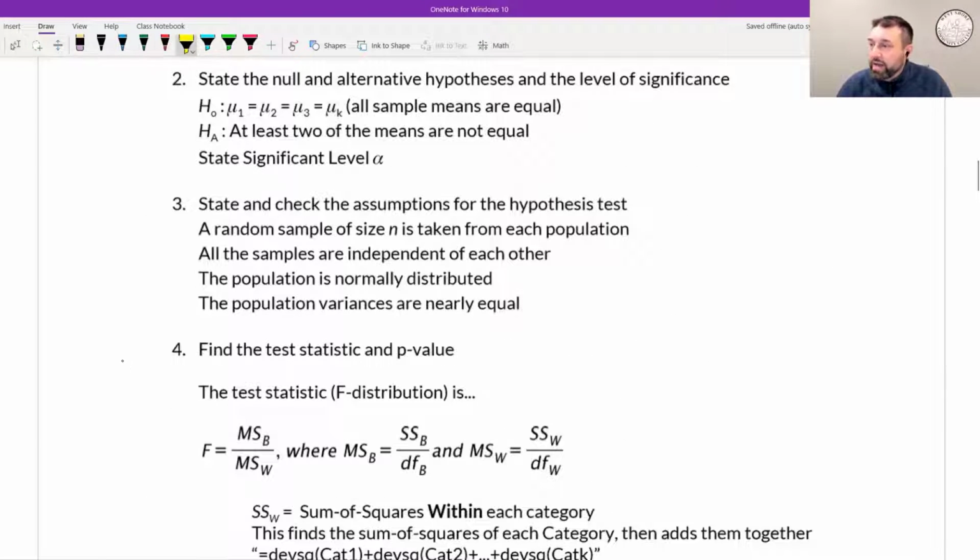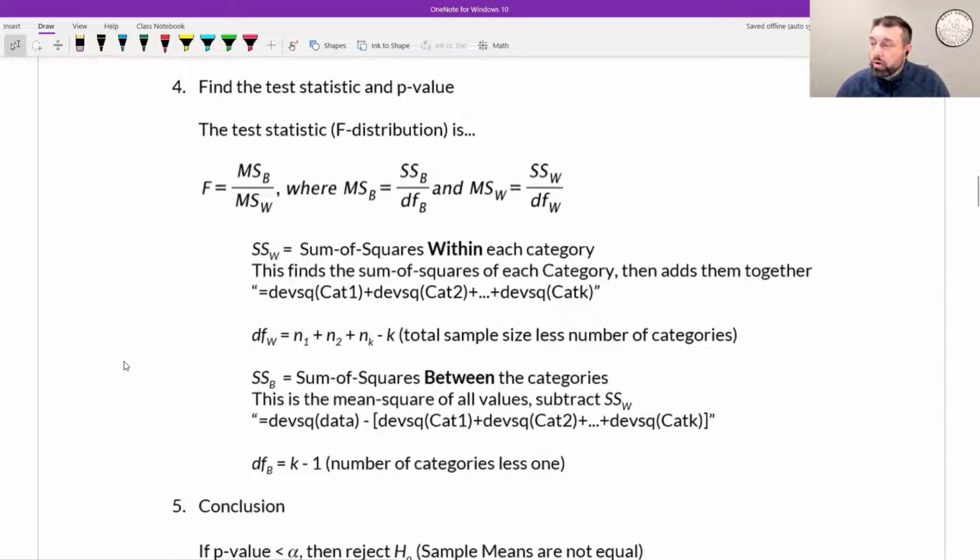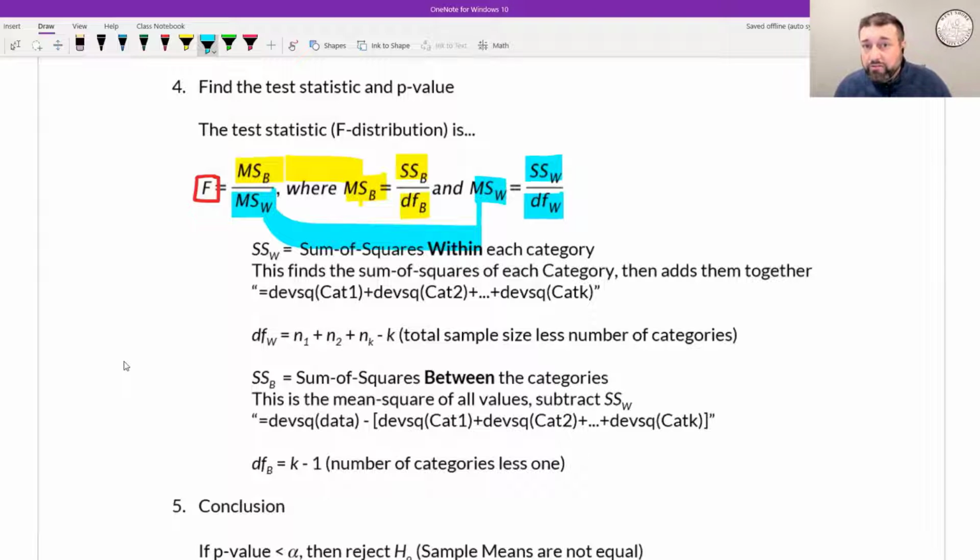And so our null hypothesis is going to be that the mean of all the data sets is equal. So the averages of all the data sets are equal. The alternative is that at least 2 of the means are not equal. We still have a significance level, and this is great. So how do we calculate this F score, the F score to be put into the F distribution? Well, it's based on this calculation, and it's divided by this calculation. So you've got fractions within fractions.